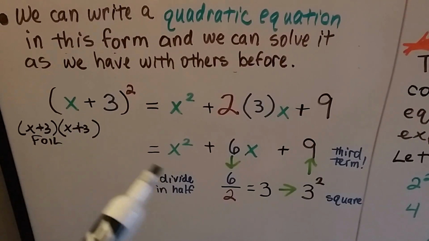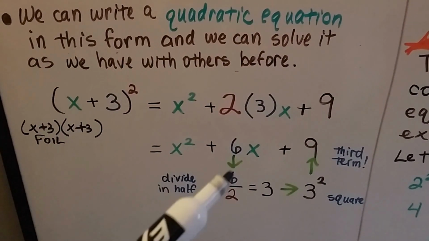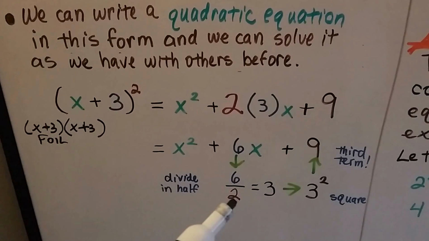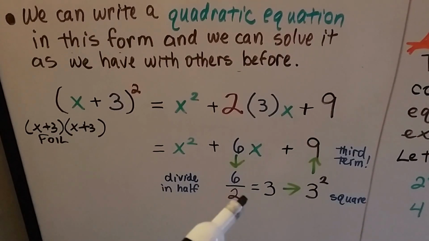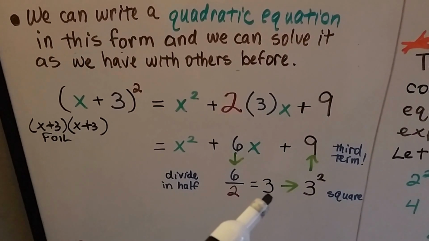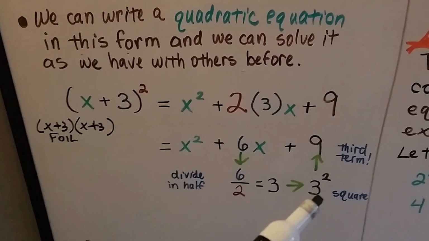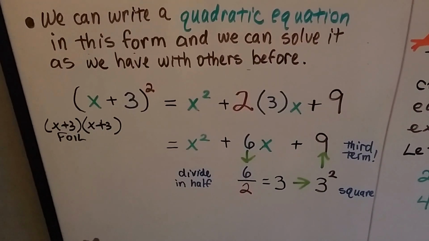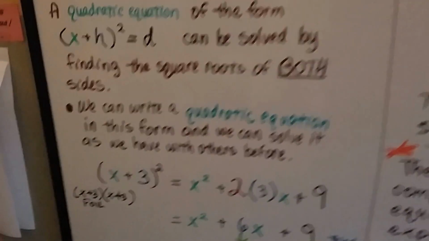We can find this really quick and complete this square. When we see this, all we have to do is cut this 6 in half, divide it in half to the 3, and we square the 3, and then that's the third term. See? So check this out.